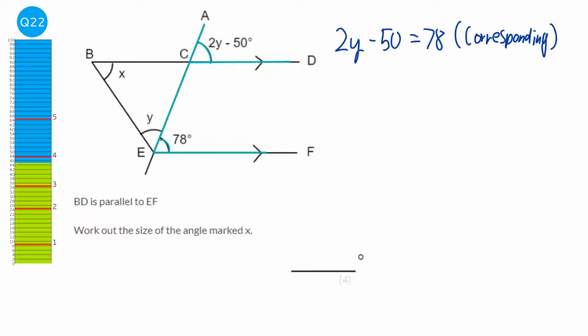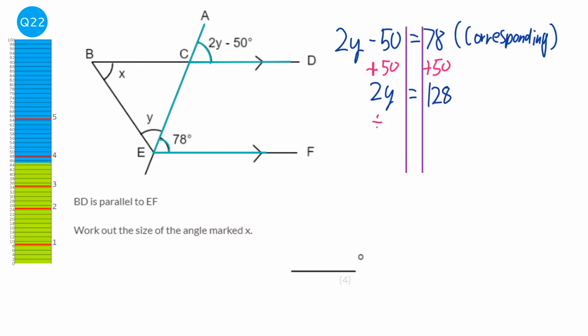Now here we've got an equation and we want to solve it. So we get our lines in. We first of all add 50 to both sides. So we've got 2y equals 78 plus 50, which would be 128. And then we're going to halve both sides, or divide by 2. So we've got 64. So we know that y is 64. And so we look back at the diagram to find out how we'd work out x.